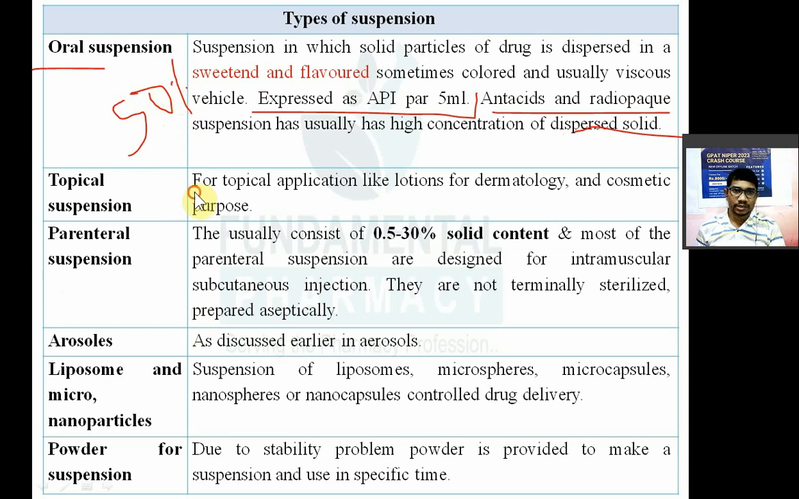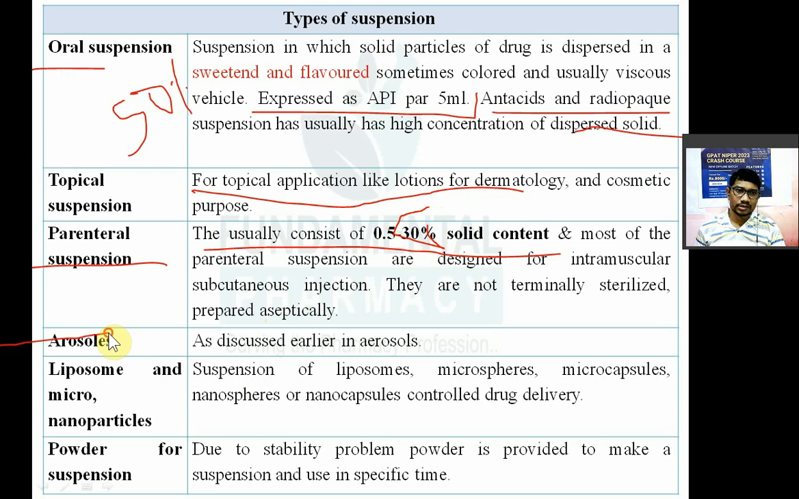Topical suspensions are for topical application, like lotions for dermatology and cosmetic purposes, so they should be compatible and dermatologically tested. Parenteral suspensions usually consist of 0.5 to 5% solid content, but in case of antibiotics they may go up to 30%. Most parenteral suspensions are designed for intramuscular or subcutaneous injection. They are not terminally sterilized.